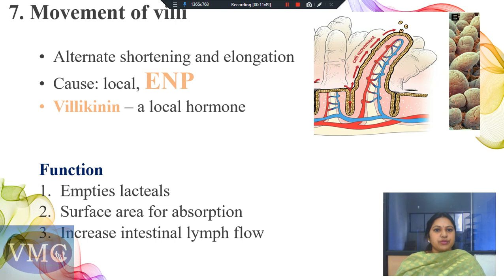The next one is the movement of your villi or microvilli. We know that the intestine is made up of villi, and the villi move like this. This is called villus movement, with shortening and elongation. The causes for this are local factors as well as the ENS, as well as villikinin, which is a local hormone which can cause this movement of your villi. Its functions are that it empties the lacteals, it increases the surface area for absorption, and it increases the intestinal lymph flow too.